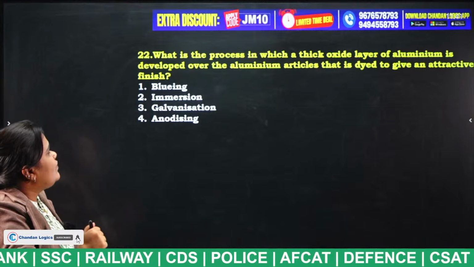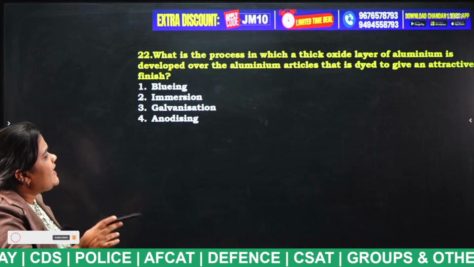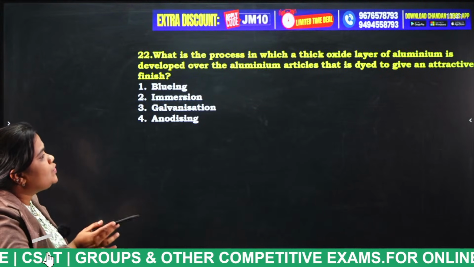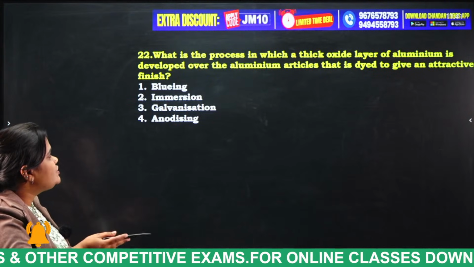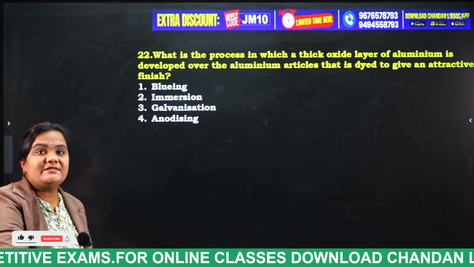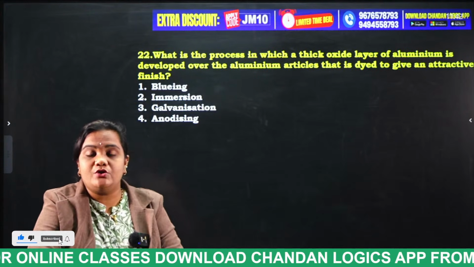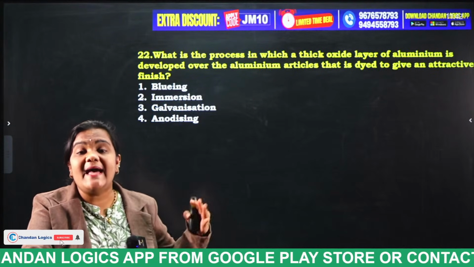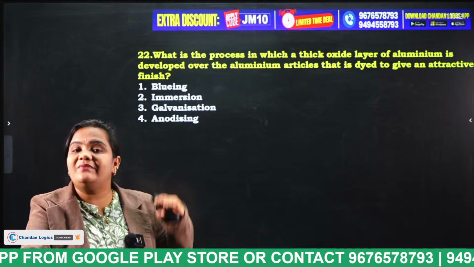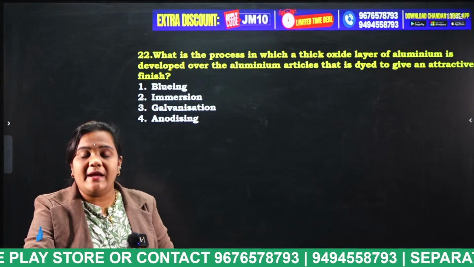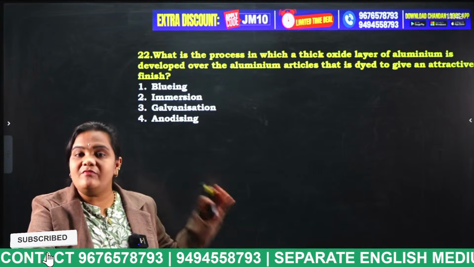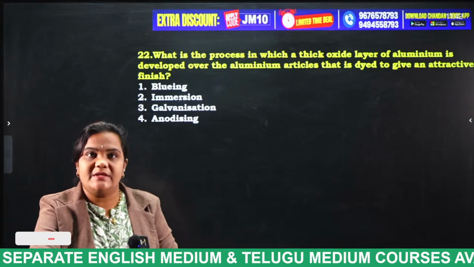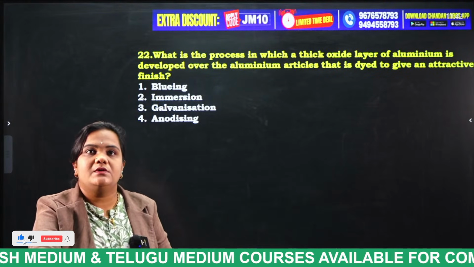Next, what is the process in which a thick oxide layer of aluminium is developed over the aluminium particles that is dyed to give an attractive finish? Bluing, immersion, galvanization, anodization. I have already taught you, students. Aluminium does not corrode. Why? Because when we heat the aluminium, an oxide layer forms on it, such that the aluminium does not get corroded. So that type of process is known as what? Yes, option 4. Very good, Nagarani.